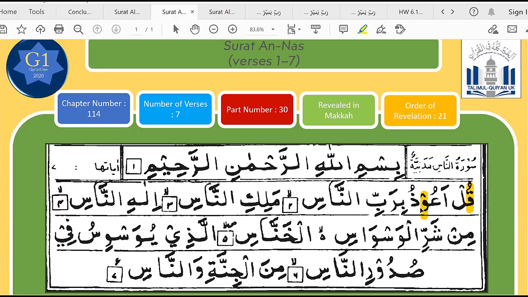Then we have this Waw. Yes, very good, excellent, G1007. This is one of the 3 huruful mad. This is Waw, and we know that we have Alif, Waw, and Ya, which are the 3 huruful mad, 3 letters of elongation. Do you know how much we have to prolong this for? 2 seconds, that's right.